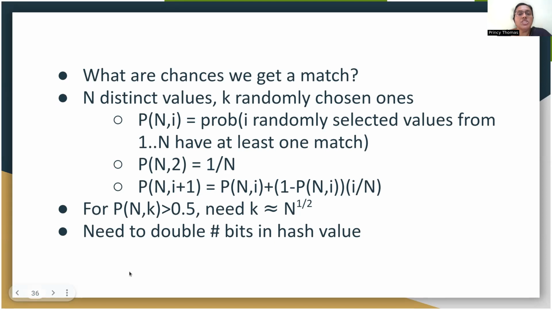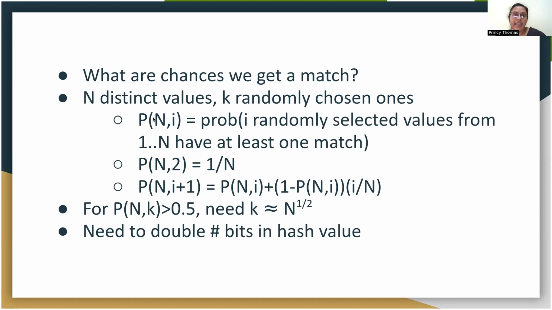So what are the chances that we get a match? We saw already earlier that the probability is greater than 0.5. And the description is given here for n distinct values. That is, we saw earlier, n is equal to 2 raised to m by 2. N distinct values, k is randomly chosen. So P of n comma I is the probability of I randomly selected values from 1 to n having at least one match.